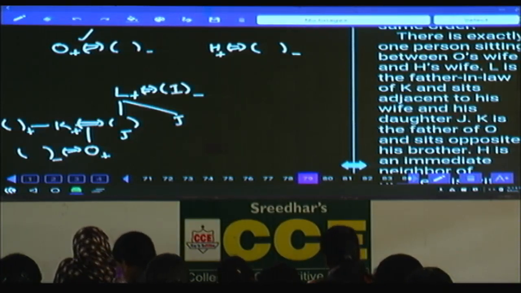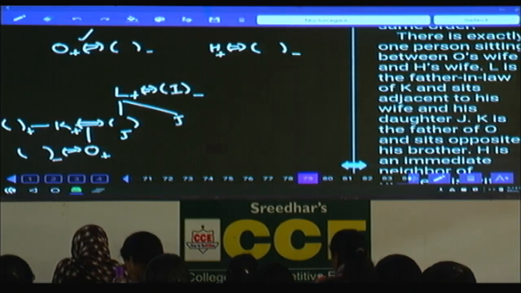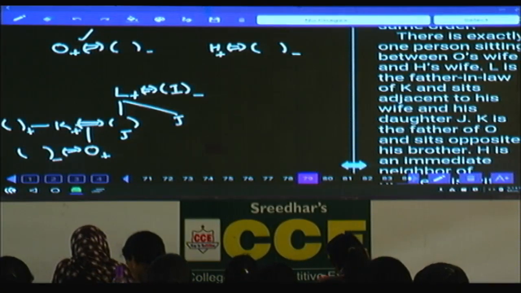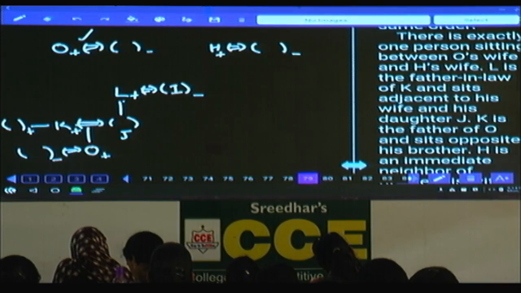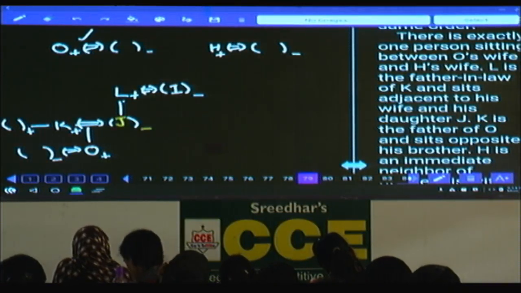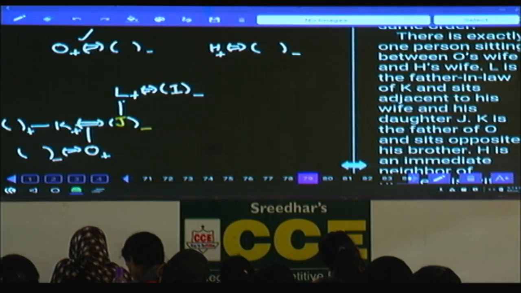I. I and L are married to each other. I has only one child. As I has only one child, J must be the wife of K. So J is at this place. J is the wife of K. As J is the wife of K, J is a female. Now, the husband is K.